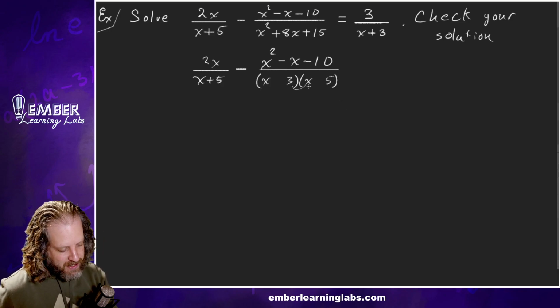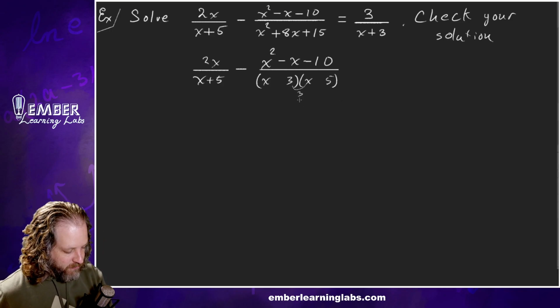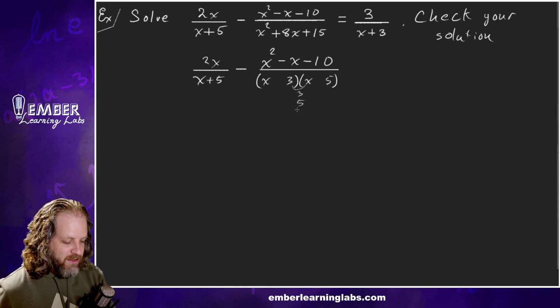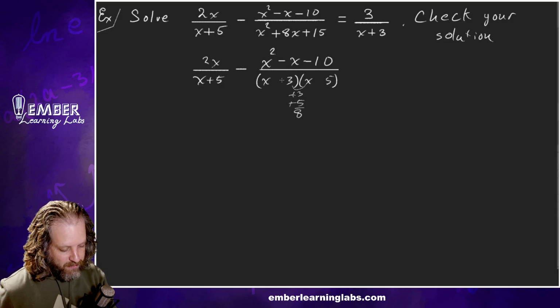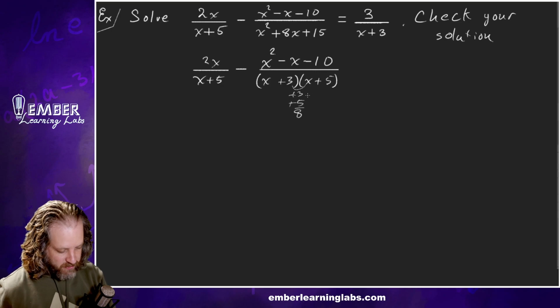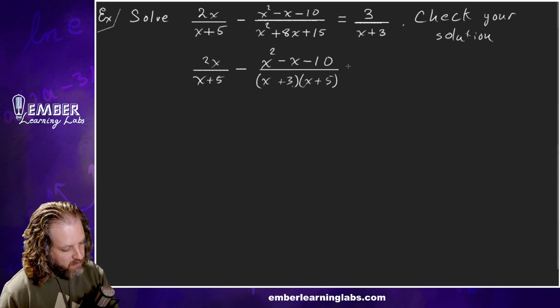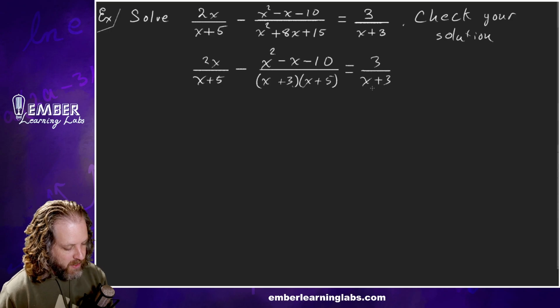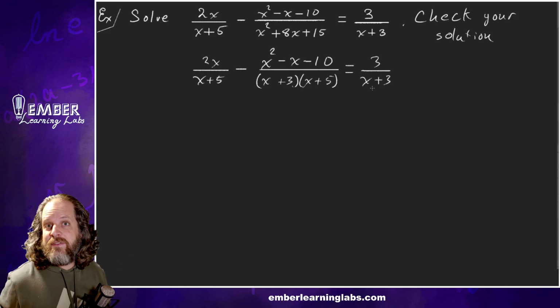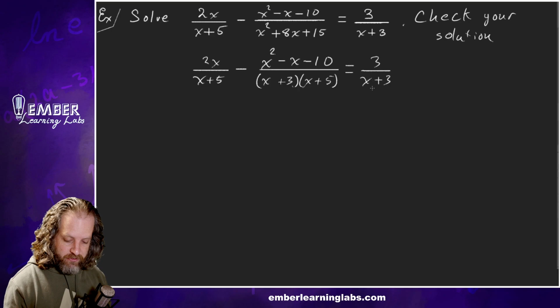Because 3 times 1 is 3. 1 times 5 is 5. Positive 3 plus 5 is 8. It totally works, right? No big deal. So let's keep going. 3 over x plus 3. So this time we don't have any scalars, any just numbers, right?